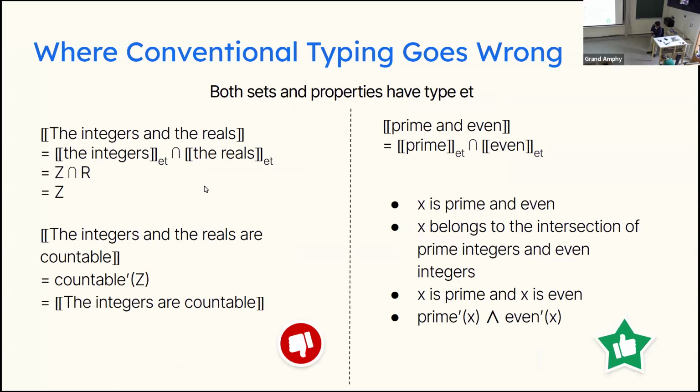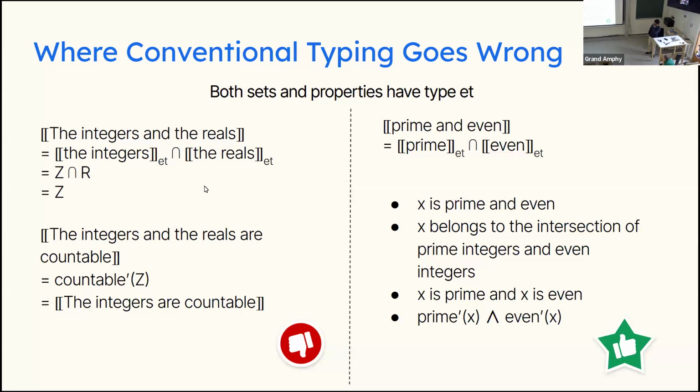The problem occurs when we do coordination of sets. When we do coordination of the integers and the reals, because both have type et, and because and in the type et is interpreted as the intersection operation, the meaning of the integers and the reals becomes the intersection of Z and R, which is just Z itself. So we lose the meaning of the reals in this process. And then if we have a sentence, the integers and the reals are countable, which is a false sentence because reals are not countable, the meaning is predicted to be the same as the integers are countable, which is a true sentence. So there's some problem going on here.